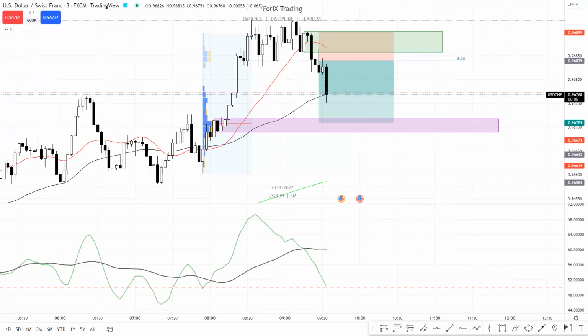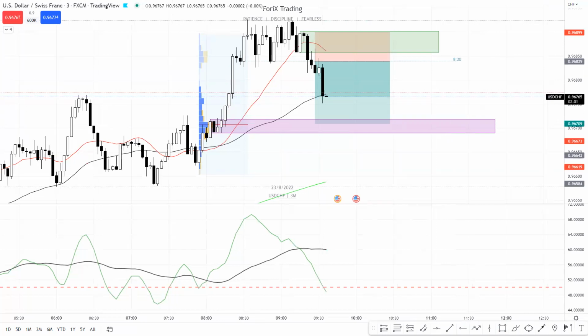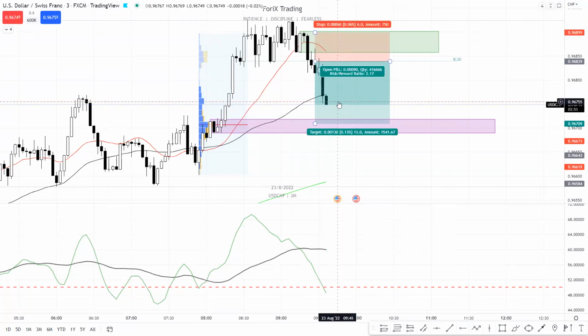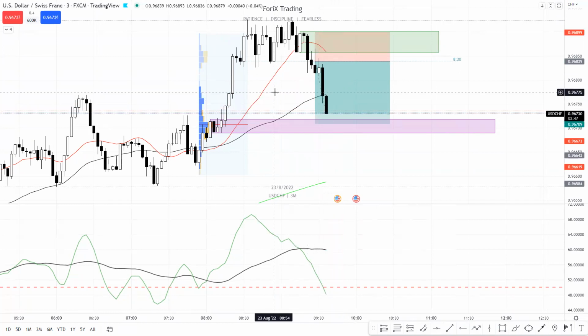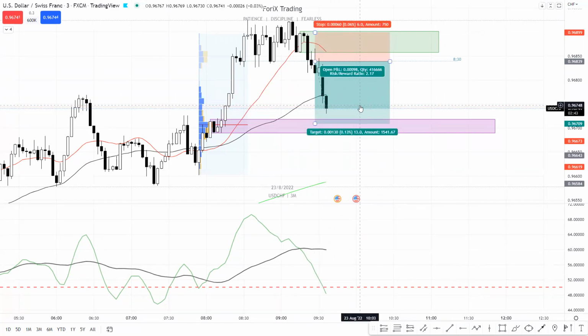What the fuck is that, man? Check out the trade. Yeah, we're running into profits right now. Not bad. Not bad at all. Almost at $1,000.